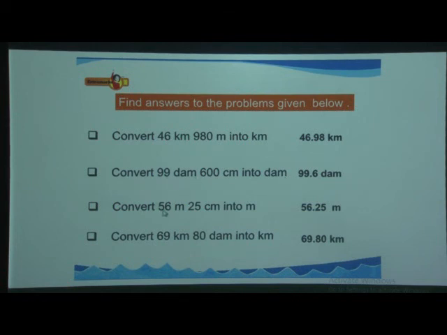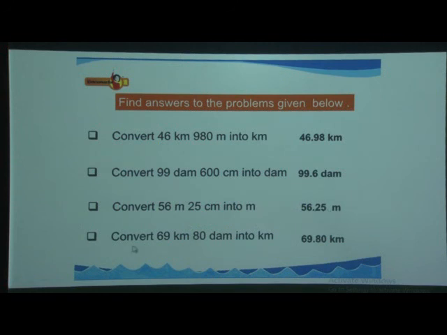Convert 56 meter 25 centimeter into meter. Again, the smaller unit, that is centimeter, we have to convert into meter. You know 1 meter is equal to 100 centimeter. So we have to divide this lower unit by 100. The meter is already there, so we write 56.25 meter. Divided by 100 means we have to leave 2 digits and give a decimal point. So the answer is 56.25 meter.